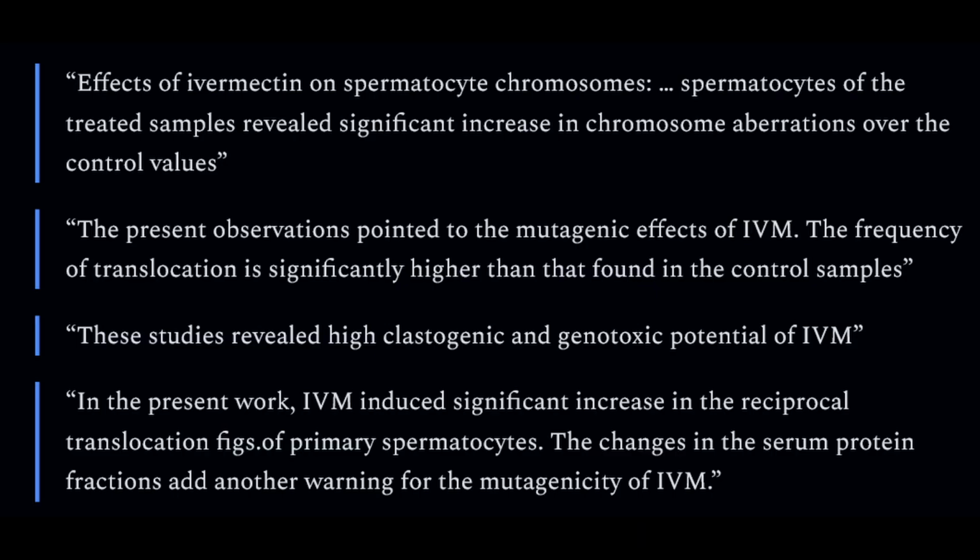And here are a few more quotes from the paper. Quote, effects of ivermectin on spermatocyte chromosomes. Spermatocytes of the treated samples revealed significant increase in chromosomal aberrations over the control values. The present observations pointed to the mutagenic effects of ivermectin. The frequency of translocation is significantly higher than that found in the control samples. These studies revealed high clastogenic and genotoxic potential of ivermectin. In the present work, ivermectin induced significant increase in the reciprocal translocation figures of primary spermatocytes. Those are the sperm cells. The changes in the serum protein fractions add another warning for the mutagenicity of ivermectin.